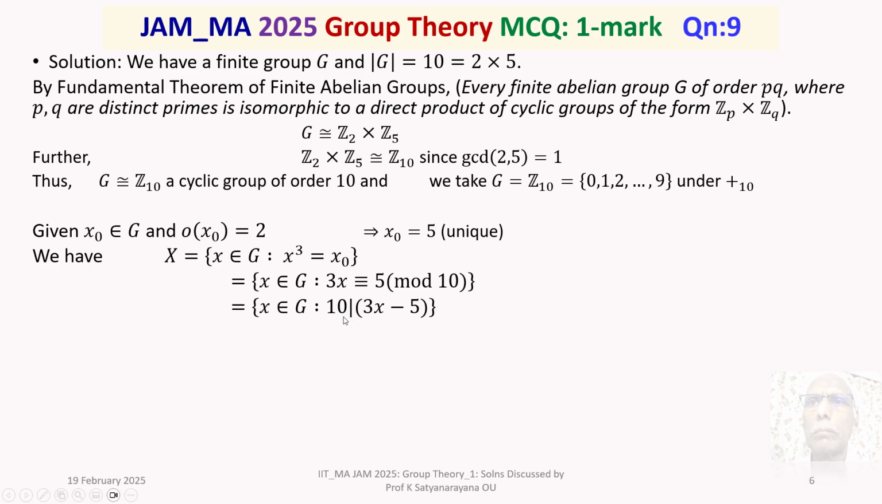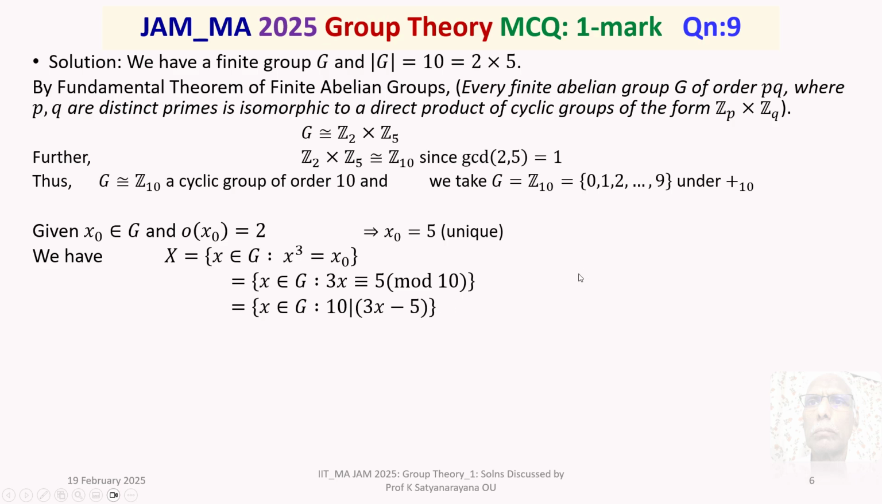So now get into Z10 and what are those elements which satisfy this one? 10 divides 3x minus 5. Suppose you take x is equal to 0. 3x minus 5 is minus 5. 10 divides 5? It is not true. Take 1. 3 into 1, 3 minus 5 is minus 2. 10 divides 2? This is not true. Like that you go on verifying this one. There is only one element that satisfies this one.